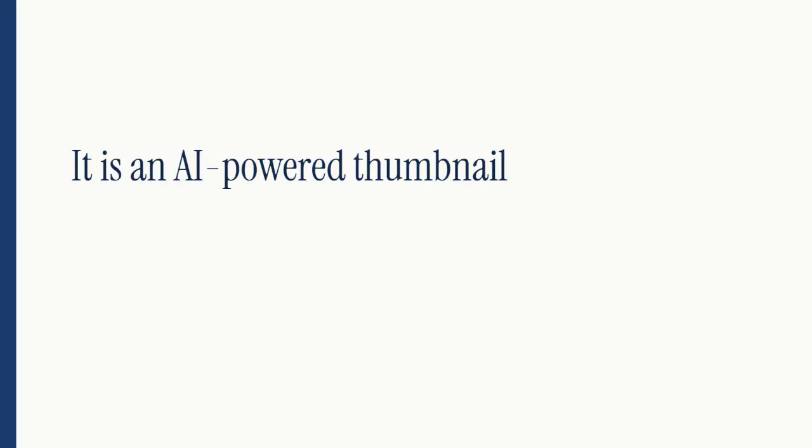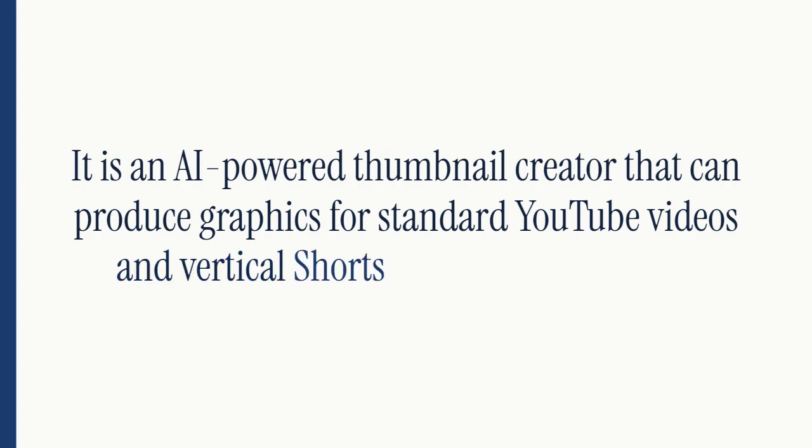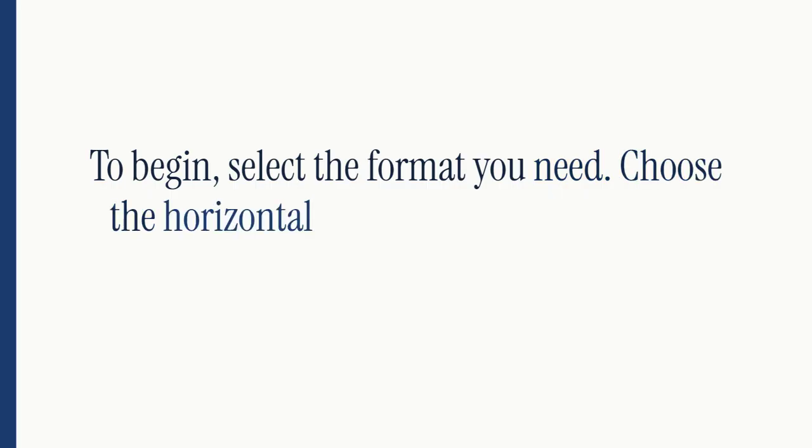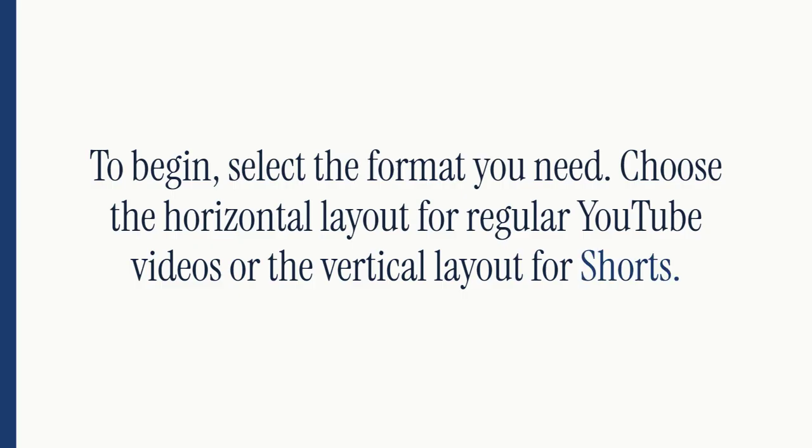Thumbium is designed to simplify that entire process. It is an AI-powered thumbnail creator that can produce graphics for standard YouTube videos and vertical shorts from one dashboard. To begin, select the format you need. Choose the horizontal layout for regular YouTube videos or the vertical layout for shorts.